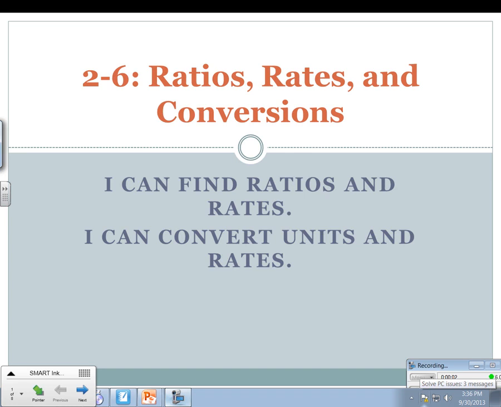In this video 2.6 we will be looking at ratios, rates, and conversions. You should be able to say I can find ratios and rates, and I can convert units and rates.